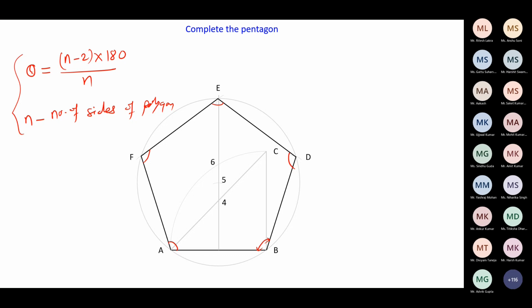All right. Okay. So any doubts or any other queries in this method? I think this is a very simple method.